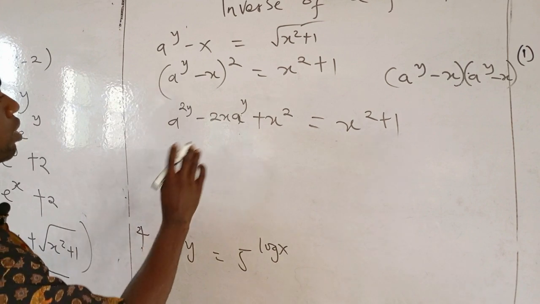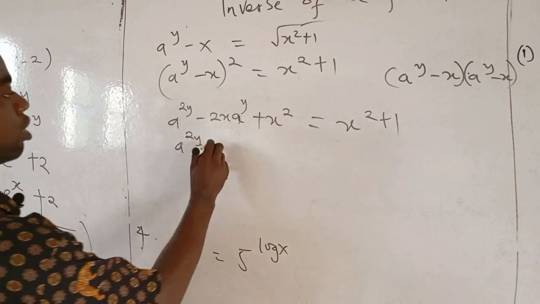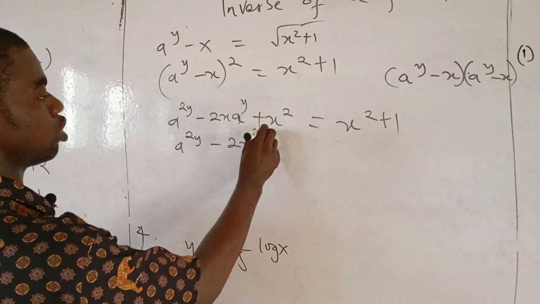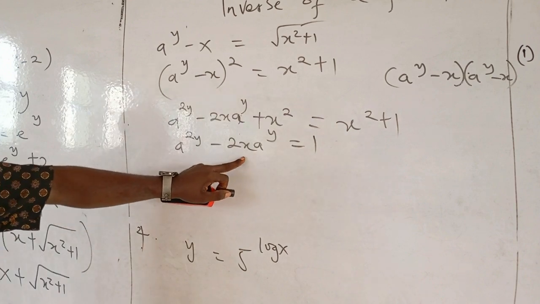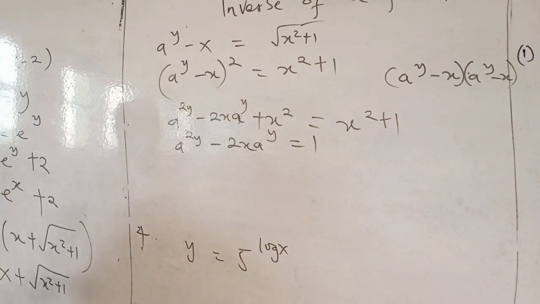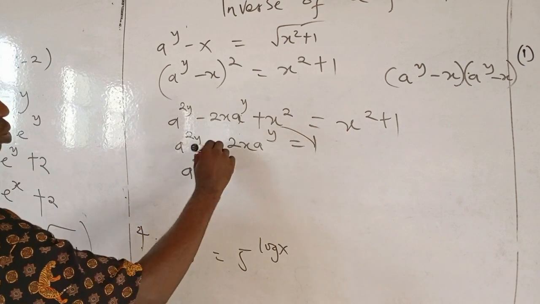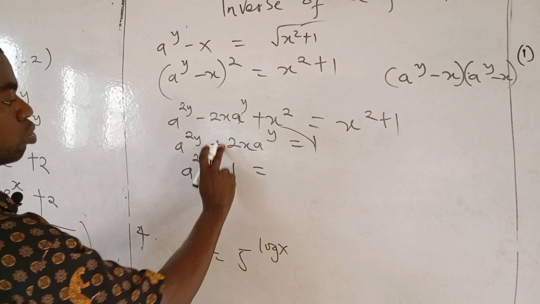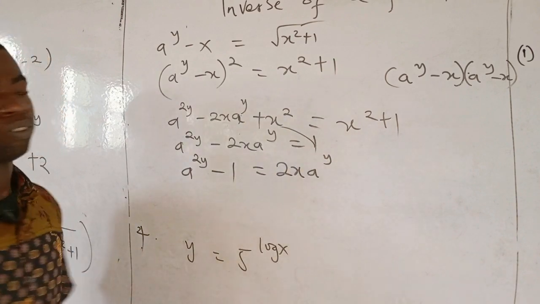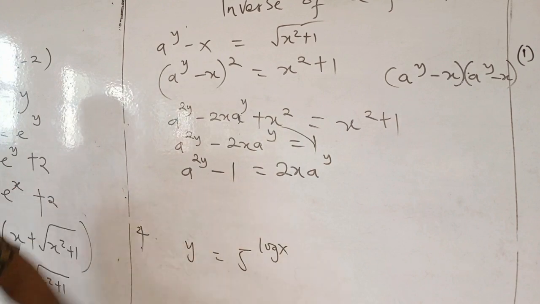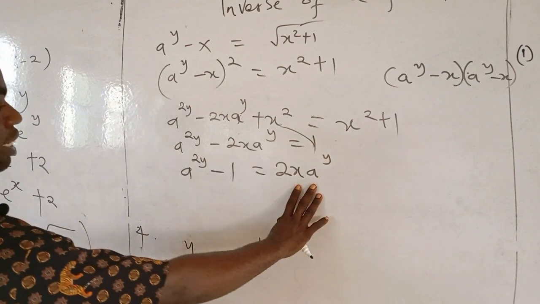So we have that a raised to the power of 2y minus 2x a raised to the power of y is equal to 1. Making x subject of the formula has always been our objective. So we move this way, a raised to the power of 2y, this way, minus 1 equal to, moving this way, 2x a raised to the power of y. To make x stand alone, we divide all through by the coefficient of x over the right hand side.